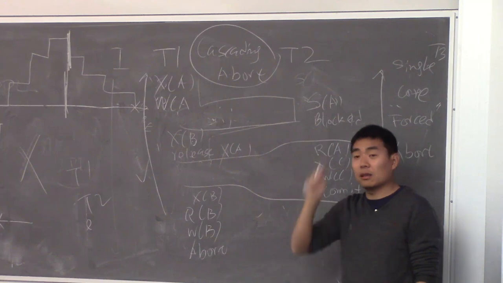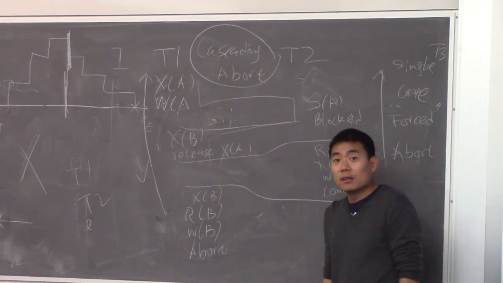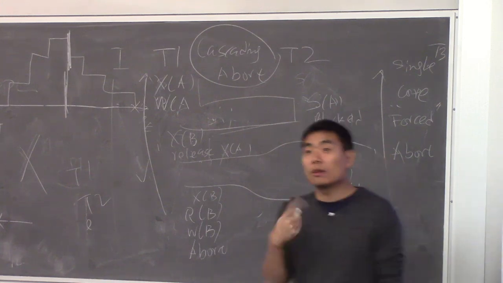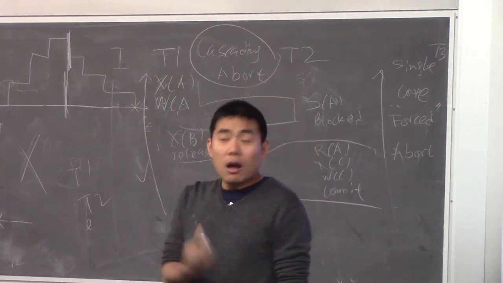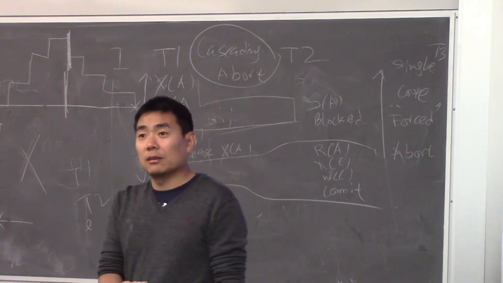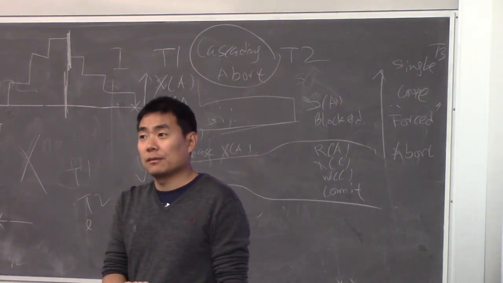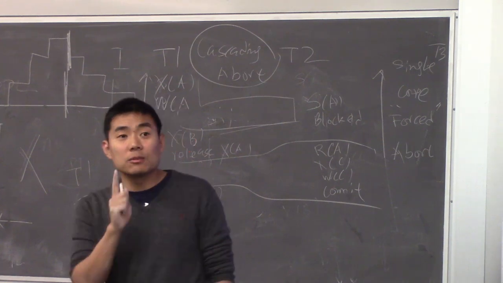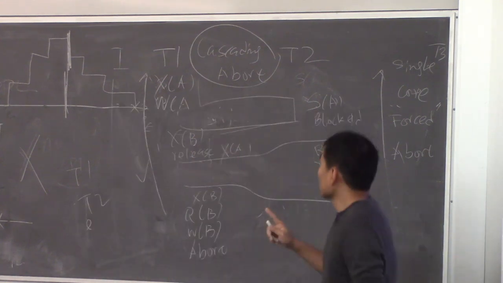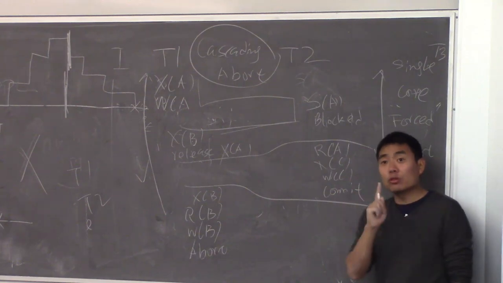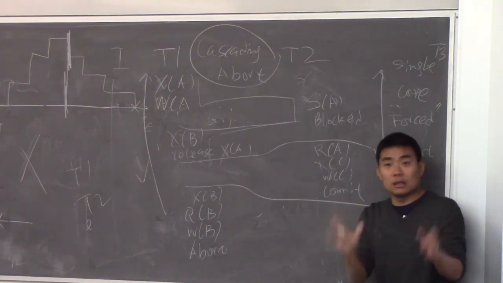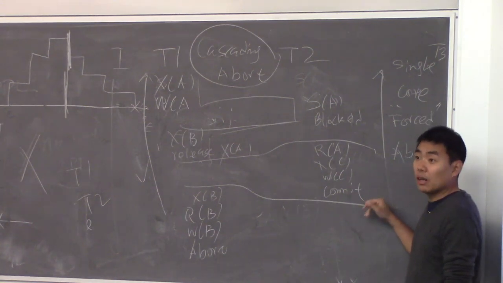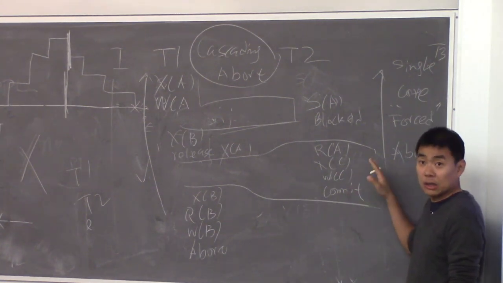Let me finish the analysis. Is that clear? That's why this behavior is a little bit weird, in the sense that the user of T2 may say, how can you abort me? I committed already. That's weird, right? So database systems do two things. One is, for non-strict two-phase locking, either they allow this transaction to commit, and then run the risk of later being forced to abort.